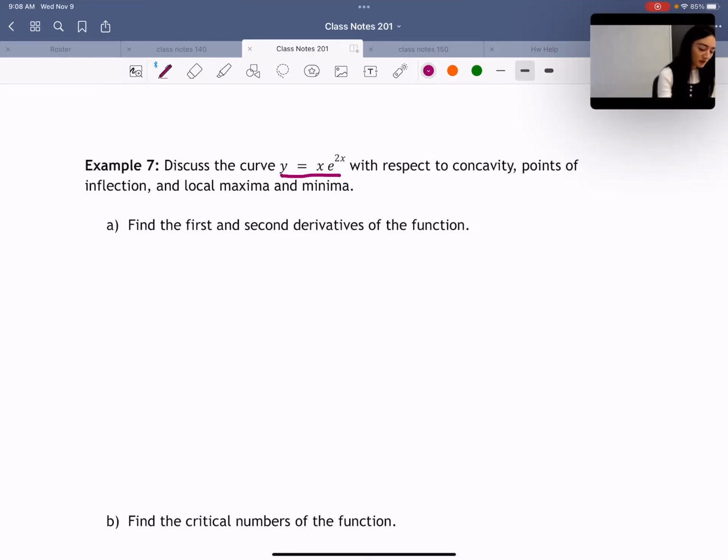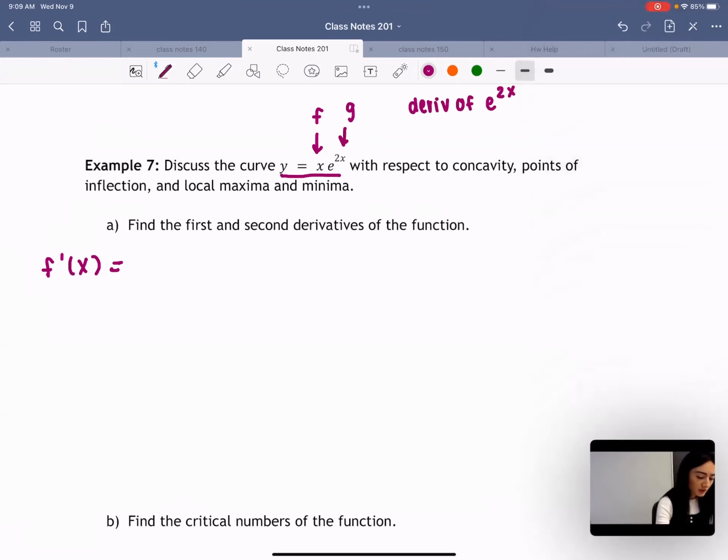Okay. First derivative, we said that we're going to use the product rule. And our product rule is where the first function f is x and the second function is g. Before we do the product rule, let's find the derivative of g, e to the 2x, and then we can go back. So let's find the derivative of e to the 2x. When we do this, we have to have an inside and an outside.